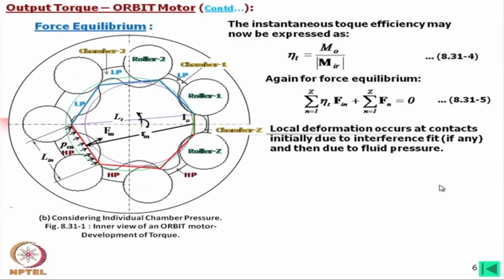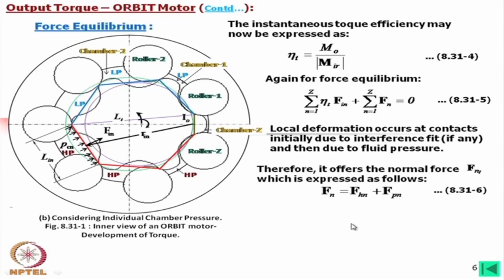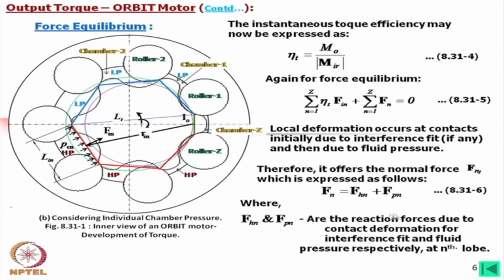Now, local deformation occurs at contacts initially due to interference fit, if any, and then due to fluid pressure. Therefore, it offers the normal force Fn, which is expressed as follows: Fn is equal to Fhn plus Fpn. Fhn and Fpn are the reaction forces due to the contact deformations for interference fit and fluid pressure respectively.